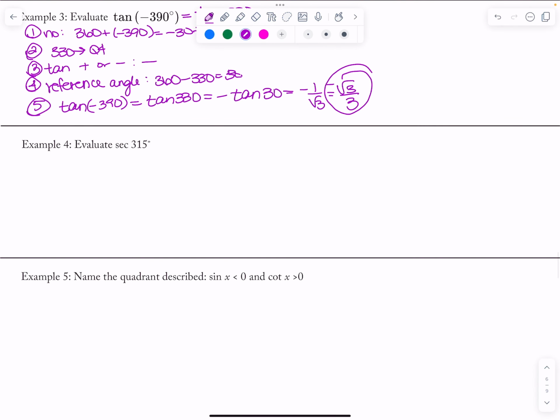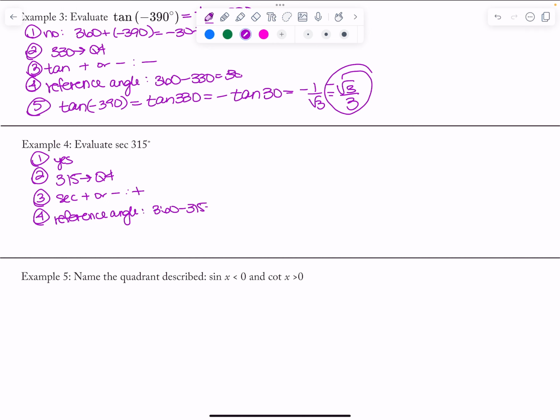And now we're going to look at secant. So am I between 0 and 360? Yes. My second step is where's 315? That is in quadrant 4. My third step is secant positive or negative in quadrant 4? It is positive because it is 1 over cosine. Then I need to find my reference angle, and that is 360 minus 315, which is equal to 45. So now I have the secant of 315 degrees is equal to the positive secant of 45 degrees.